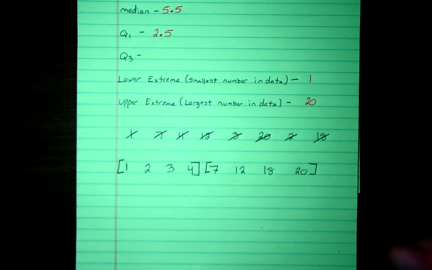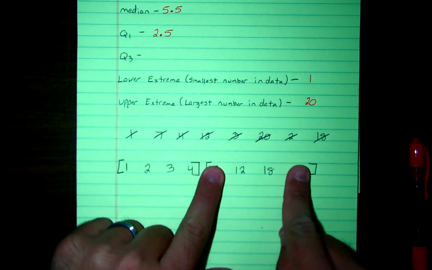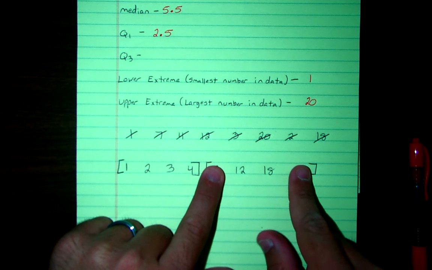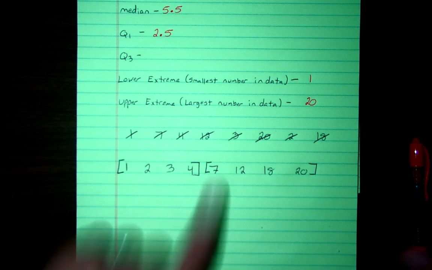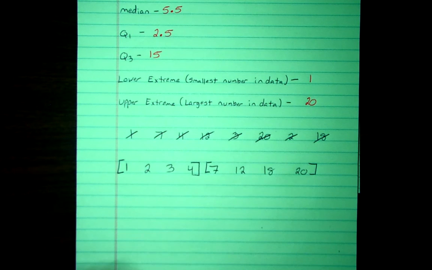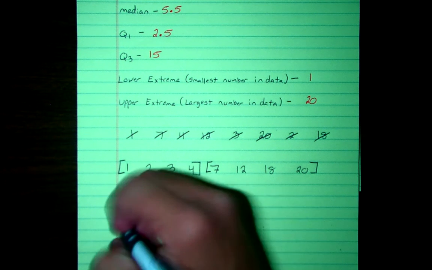Let's see if we can find our Q3. 1 off the front, 1 off the back. Oh, I got those 2 numbers. 12 plus 18 is 30. 30 divided by 2 is 15. Well, would you look at that? We now have all of our data that I need to make a box and whisker plot, don't I? Well, I'm going to make me a number line.